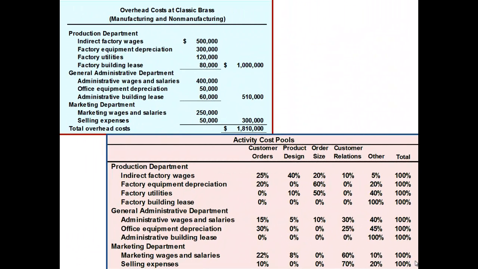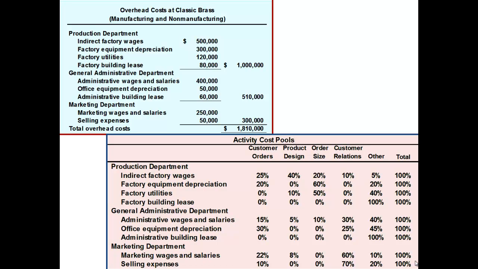So up here on the upper left-hand corner, you see all of the overhead costs at this company called Classic Brass. These costs are broken up between the production department, general administrative department, and the marketing department. The total overhead costs are $1,810,000. This $1.8 million needs to be broken out across the different activity cost pools. So after we come out of our intense meetings, we decided that customer orders, product design, order size, customer relations, and other need to have a certain percentage of overhead attributed to them.